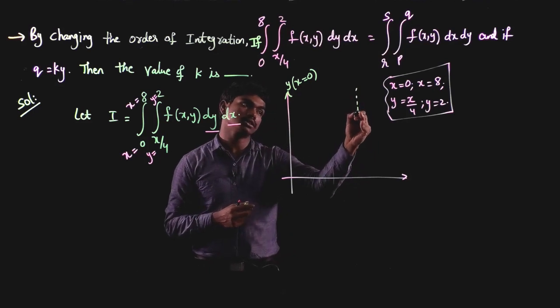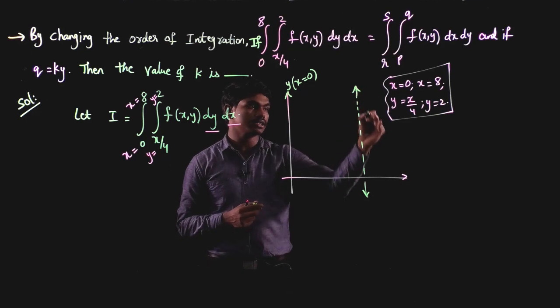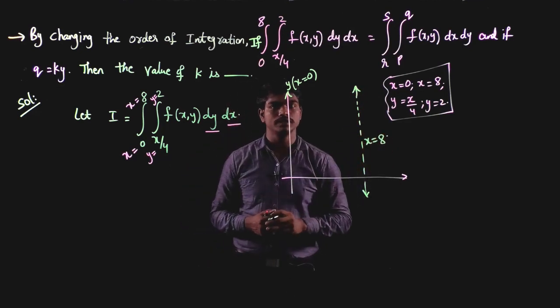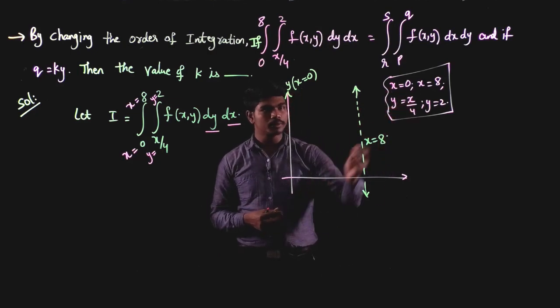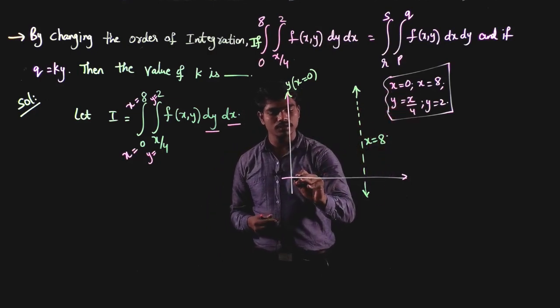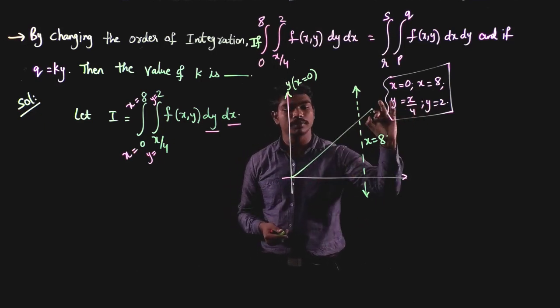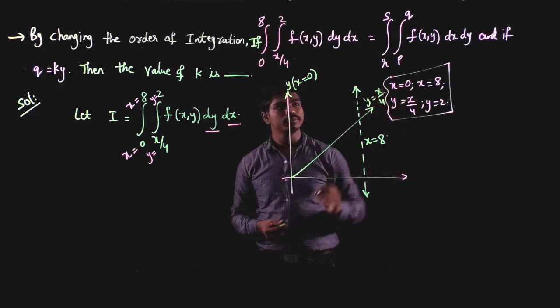So let us suppose this is the line which is x is equal to 8. Next, y is equal to x by 4. This is of the form y is equal to 1 by 4 into x basically, which passes through origin. So if you try to draw, of course this line has a positive slope because 1 by 4 is positive. The line looks something like this. Correct? And the equation of line is y is equal to x by 4.